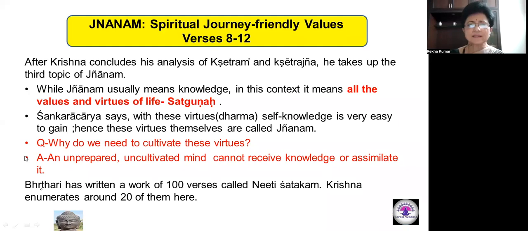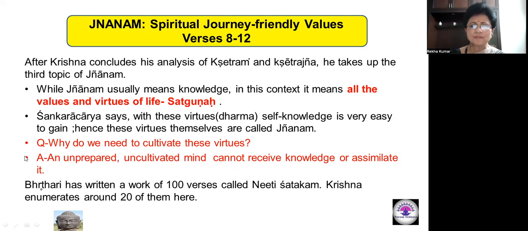As we have just heard, after Lord Krishna concludes his analysis of Kṣētram and Kṣētrajña, he takes up the third topic of Jñānam in verses 8 to 12. While Jñānam ordinarily means knowledge, in this context, it means all the values and virtues of life, sadgunah. Shankaracharya says, if one has these virtues, called sādhanā chathuṣṭaya sampathi in Vedantic language, knowledge is very easy to gain. These spiritual, knowledge-friendly virtues are also called dharma, which is a stepping stone to moksha.